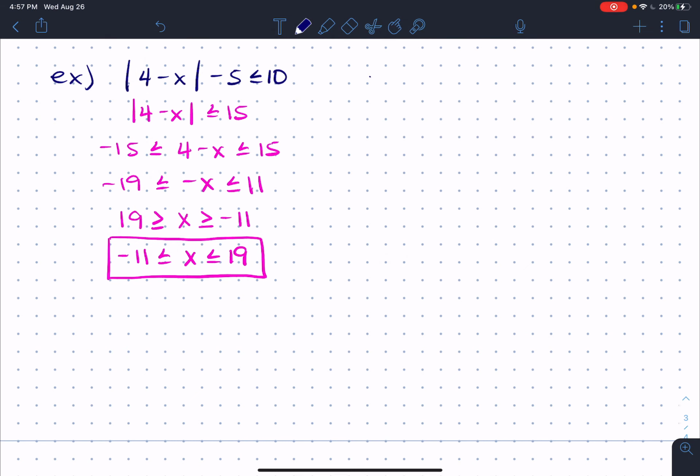Okay, one more problem, and this will be the end. You guys try this one on your own. Try 4 minus the absolute value of x plus 3 is less than 10. Okay, so pause the video, try that, and we'll see what we get.